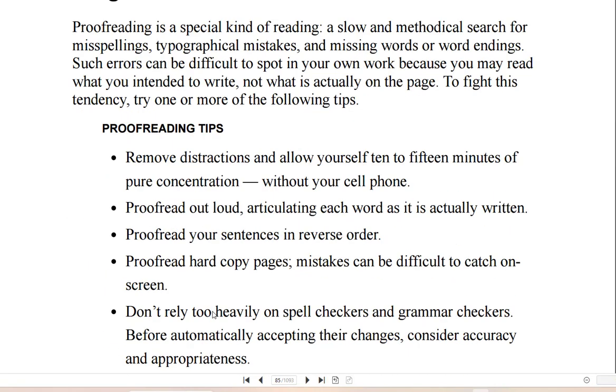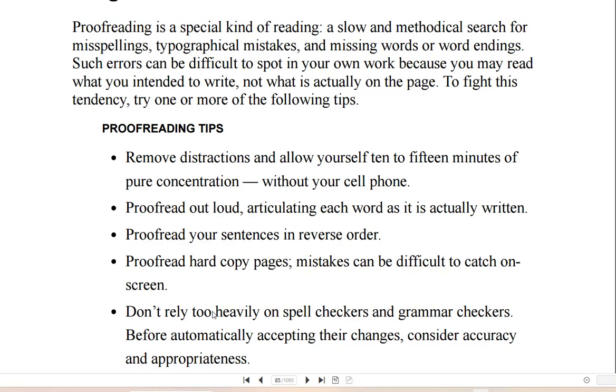Proofreading is a special kind of reading, a slow and methodical search for misspellings, typographical errors, and missing words or word endings. Such errors can be difficult to spot in your own work because you may read what you intended to write, not what is actually on the page. So in order to fight this tendency, try one or more of the following tips.